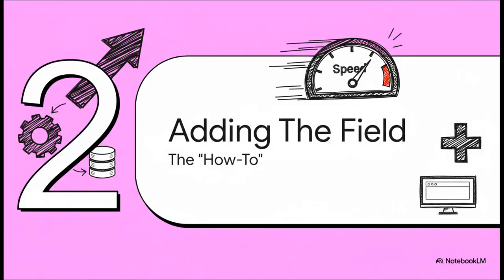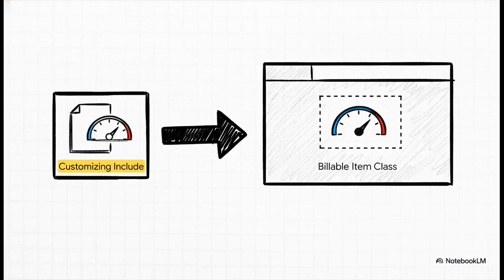All right, enough theory, let's get our hands dirty and walk through the step-by-step process of actually adding our custom speed field. Now, here's something that's really important to get right from the start. You can't just add a field directly to the class. Nope. The field has to exist somewhere else first. It has to be defined in what's called a customizing include. This is an absolutely non-negotiable prerequisite.